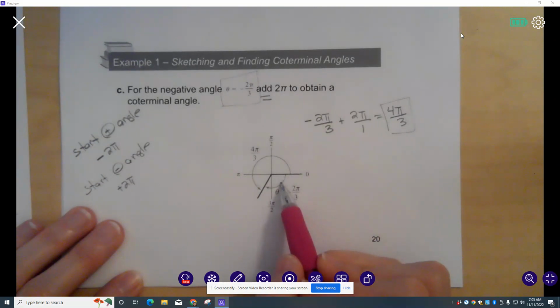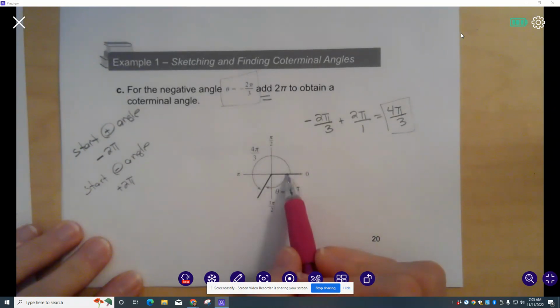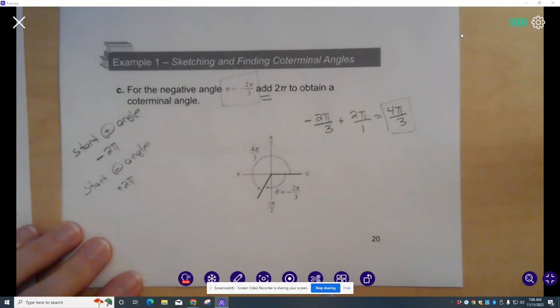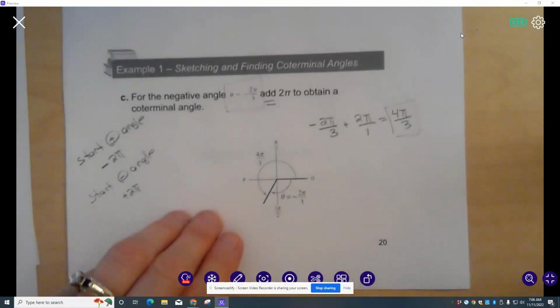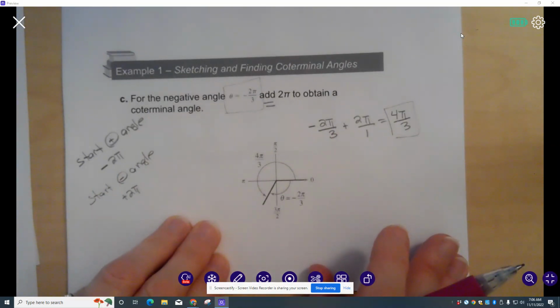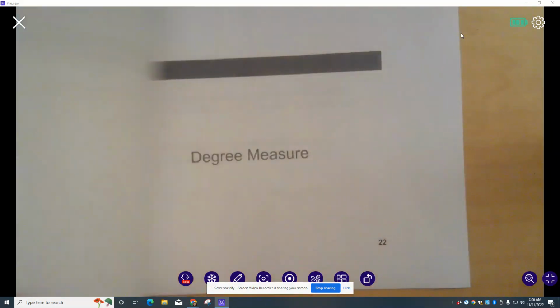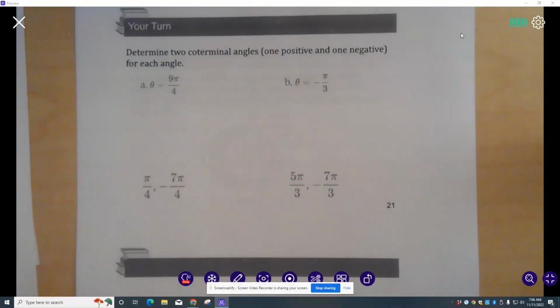So this is the one they gave us. The negative all the way around is 2 pi. So I basically want to subtract 2 pi to get the other part of my circle. All right, so coterminal angles: same initial and terminal side. Add or subtract 2 pi to get a coterminal angle. These are some your turns for you to try.